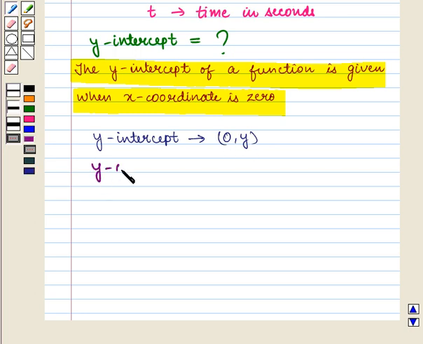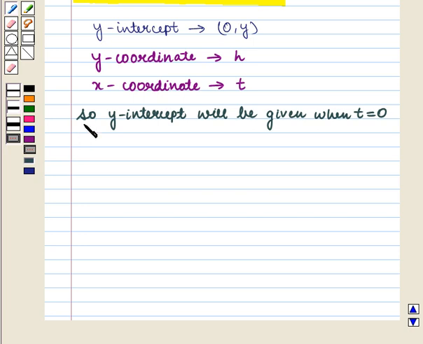So here, the y-coordinate is represented by the variable h, and the x-coordinate is represented by variable t. So, the y-intercept will be given when t is equal to 0, that is, the ordered pair 0, h represents the y-intercept.